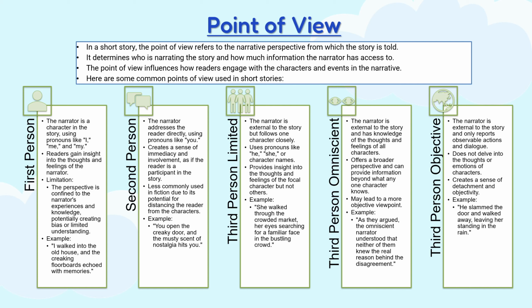But for third person omniscient, the narrator is external to the story and has knowledge of the thoughts and feelings of all the characters. He knows all. So the third person omniscient offers a broader perspective and can provide information beyond what any one character knows. So, for example, the characters are in a group, and the narrator knows everything.